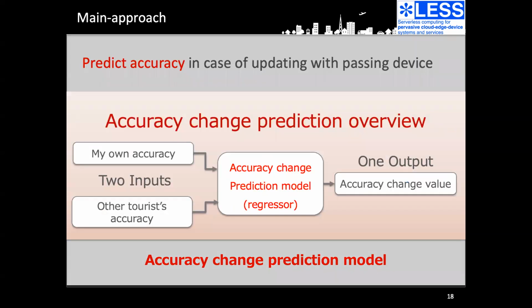The accuracy change prediction model outputs the change in accuracy before and after the current update of our model from the accuracy values of the two passing devices. This prediction requires the accuracy of the model from passing devices. However, since the accuracy value size is negligible compared to the weight parameter, we don't consider the power required for this communication.